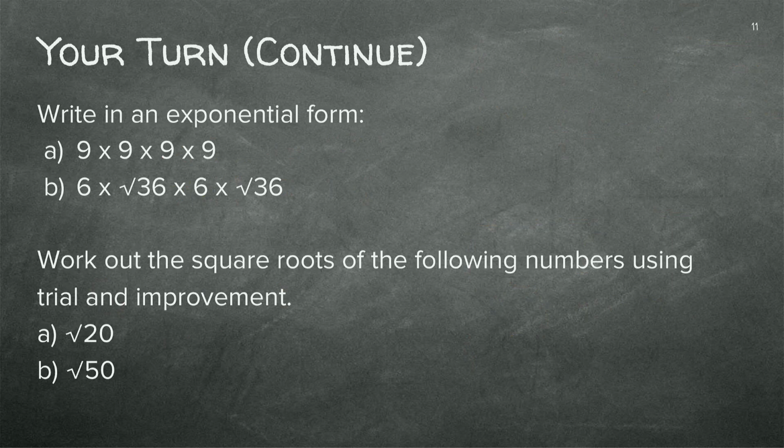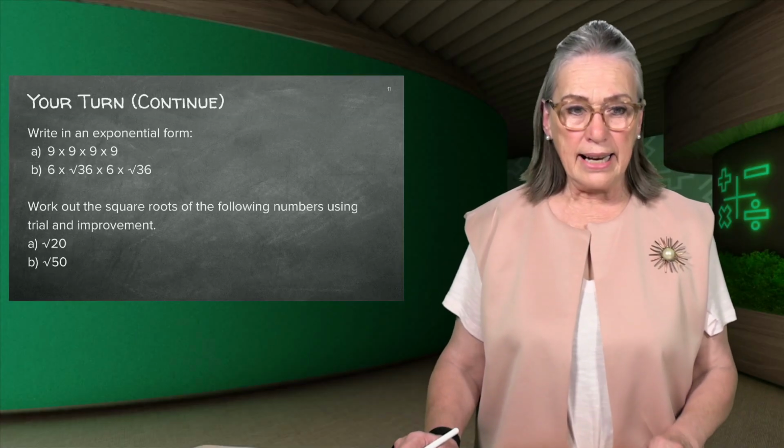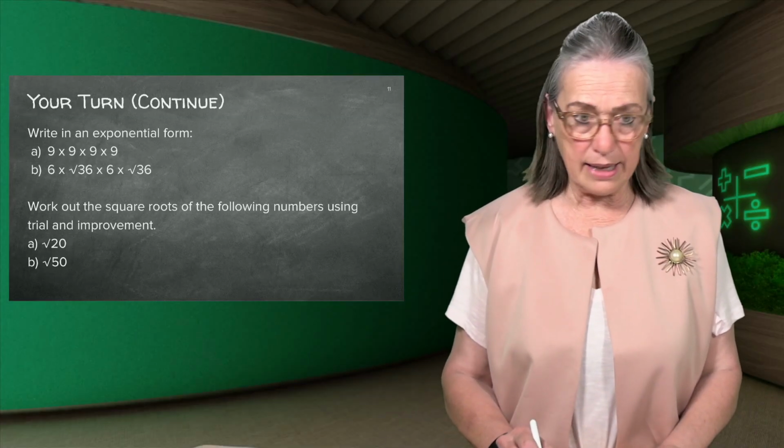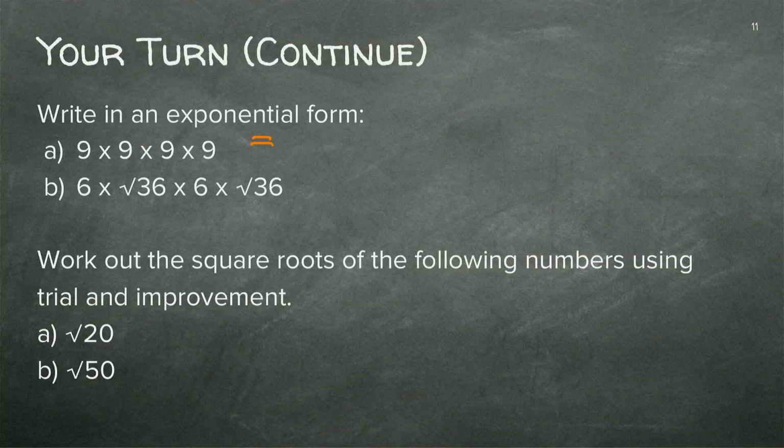They ask us to write that expression in exponential form. So 9 is our base, and our exponent is 1, 2, 3, 4. So it's 9 to the power of 4. Now this one, I wonder if you got this one. Remember, we always put it in natural numbers.